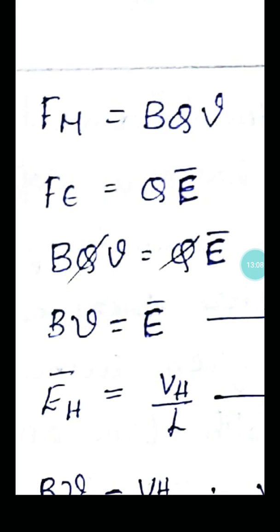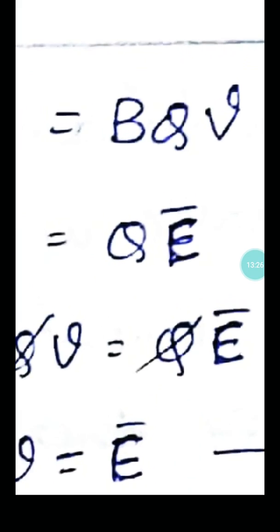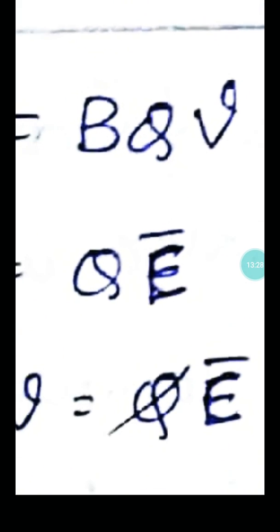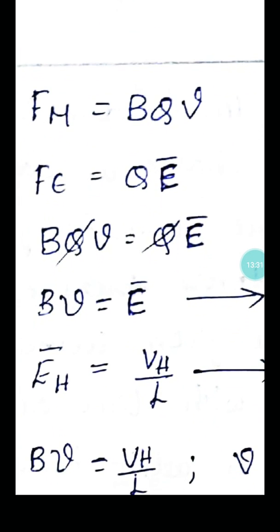F means force for the electric field. Q means charge. E bar means electric field intensity, right? B means magnetic flux density. Now, what is the force for the magnetic field? Simply you can write BQV. Now, what about F for electric fields? F is equal to QE.